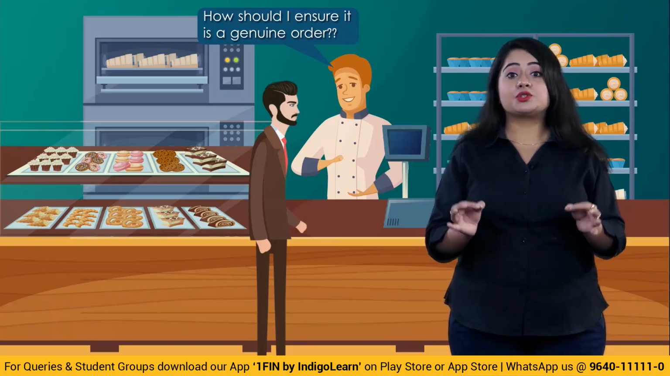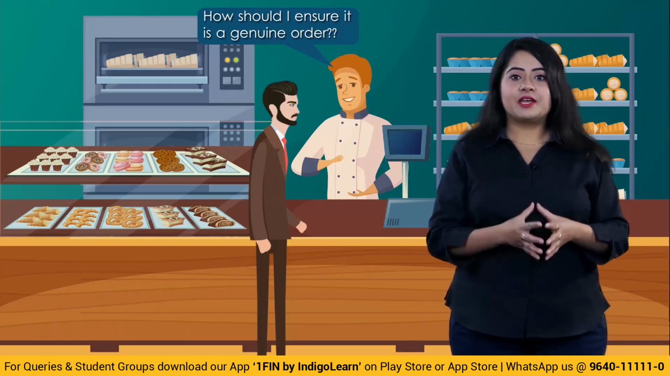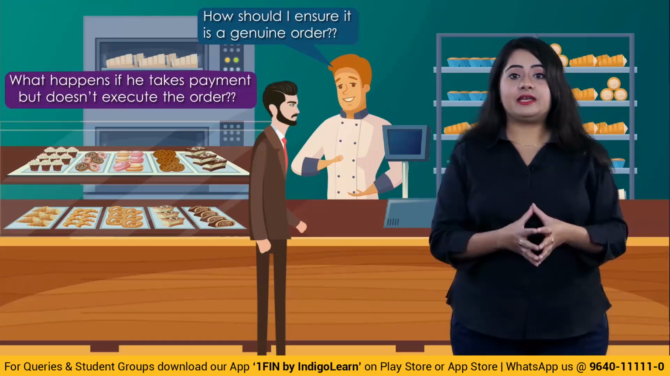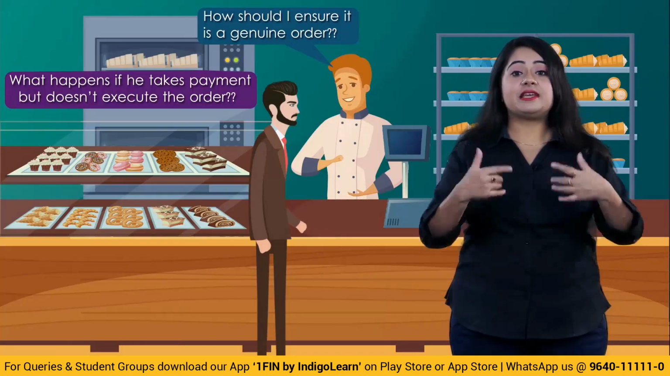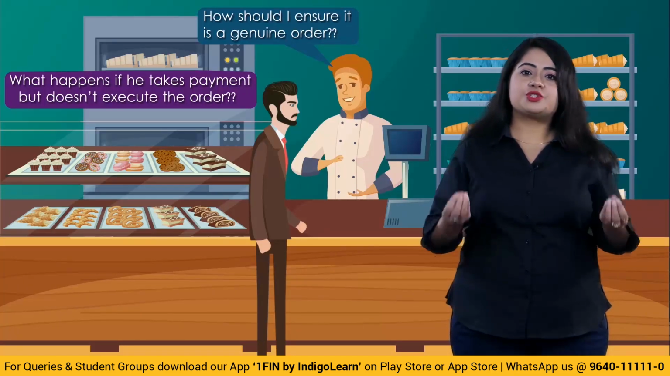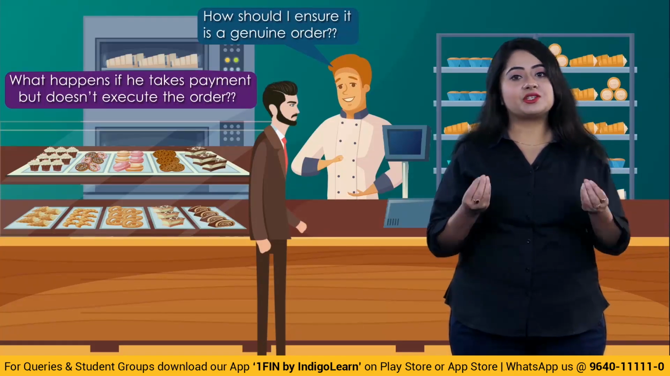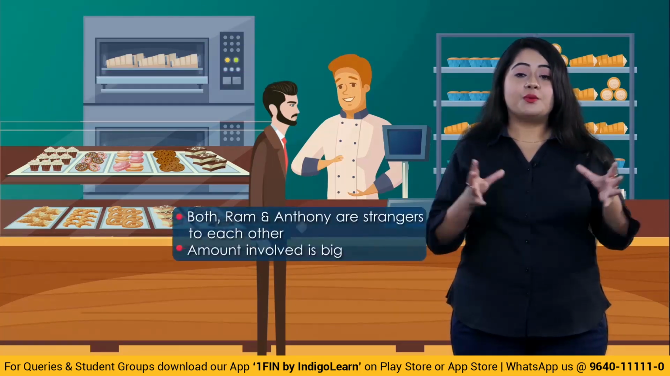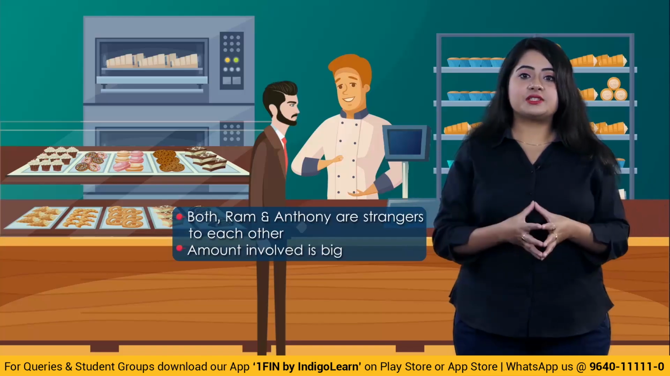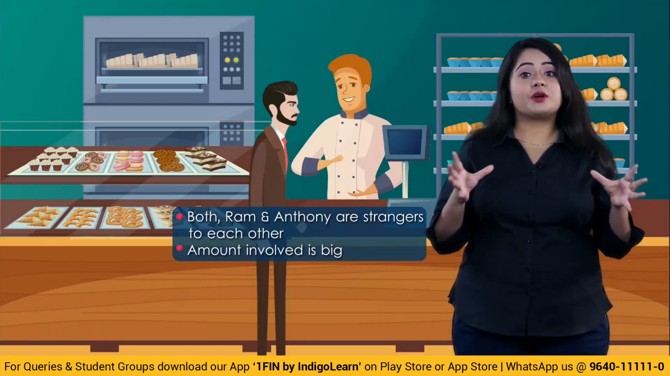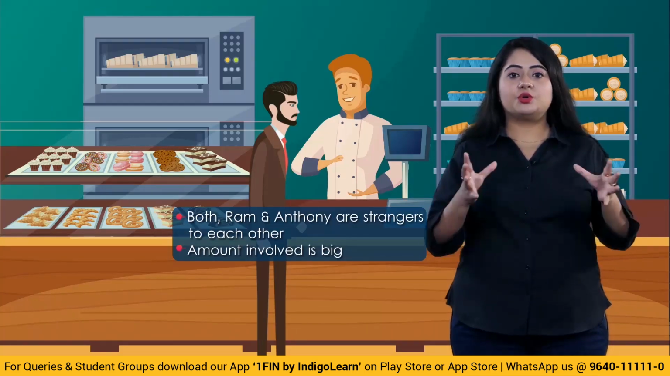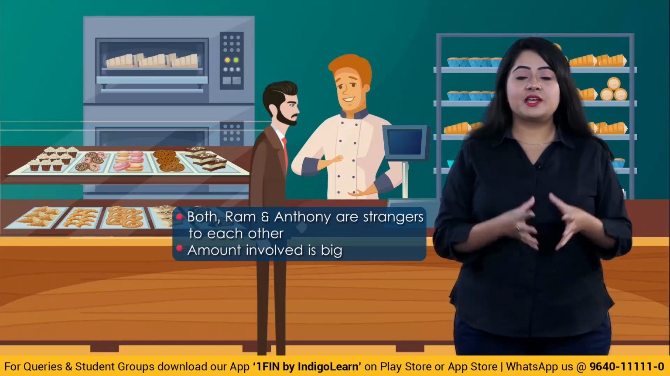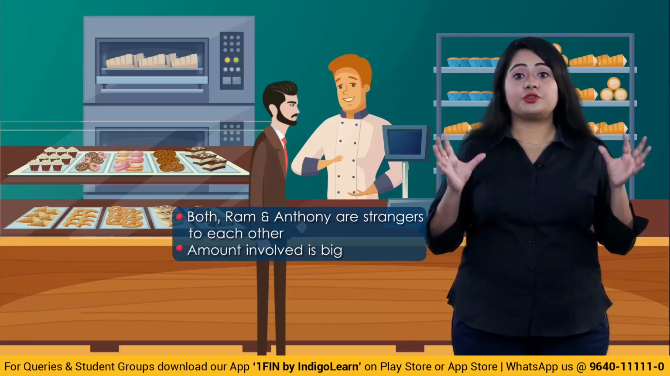Now similarly, this is also the situation with Mr. Anthony. Mr. Anthony might also be scared that if he pays the entire money initially itself, that means in advance, then what happens if Mr. Ram does not deliver these sweets to Mr. Anthony? So both of these parties are strangers to each other. Moreover, the goods and services involved in this transaction are really huge in quantity. So the amount involved might also be really huge.